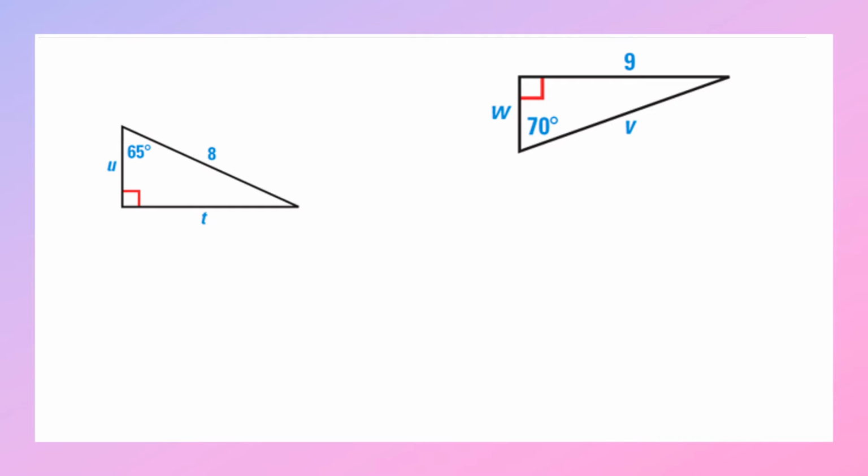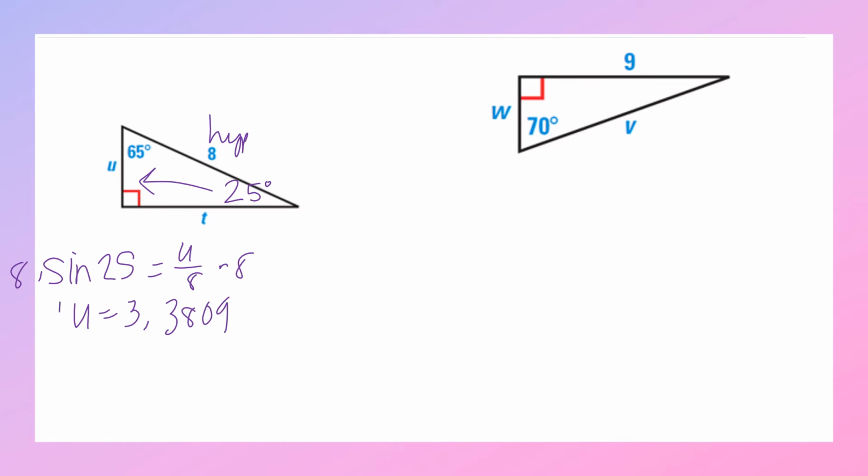So to find the missing angle right away, this would be 90 plus 65 is 155. So this would be 25 to get to 180, in order to find my U and my T. What I did first was sine of 25, which gives me U because that's opposite. And then my hypotenuse is 8. So U over 8. I multiply both sides by 8. 8 times sine of 25 is 3.3809. And that is my answer because we're rounding to 4 decimal places.